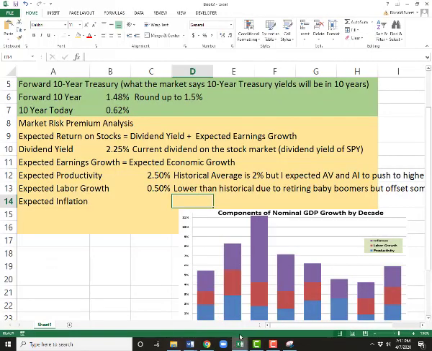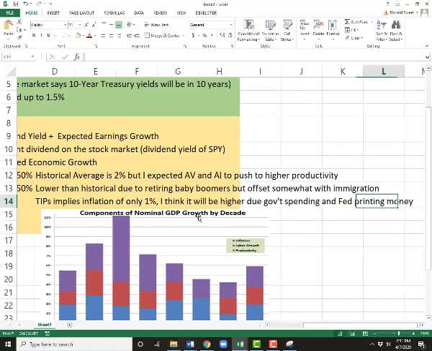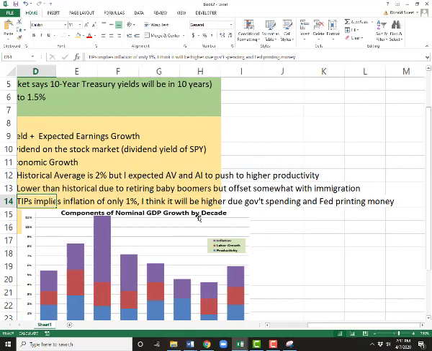I don't like using the TIPS. So TIPS implies an inflation of only 1%. I think it will be higher than that. In fact, I think we have risk of merely high inflation due to government spending and Fed printing money. So I think we might see, right now everybody's expecting really low inflation.